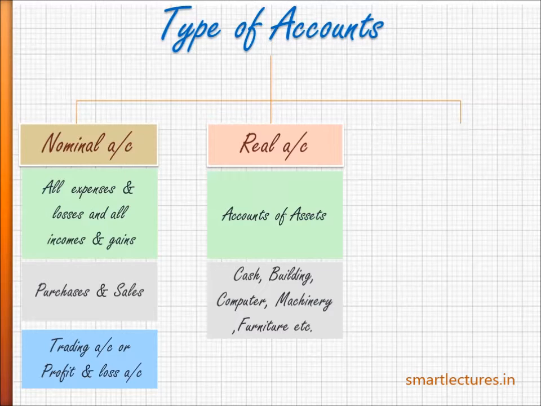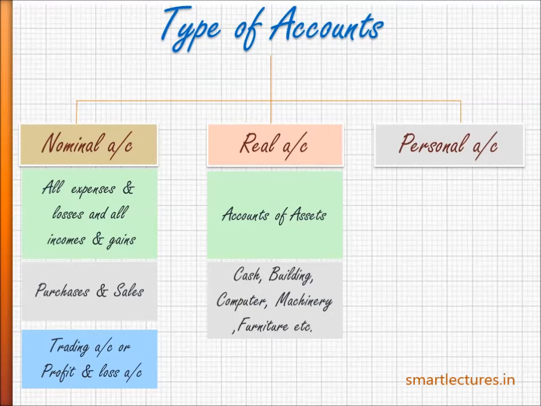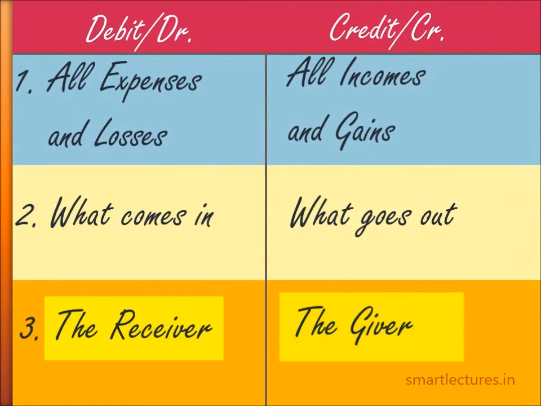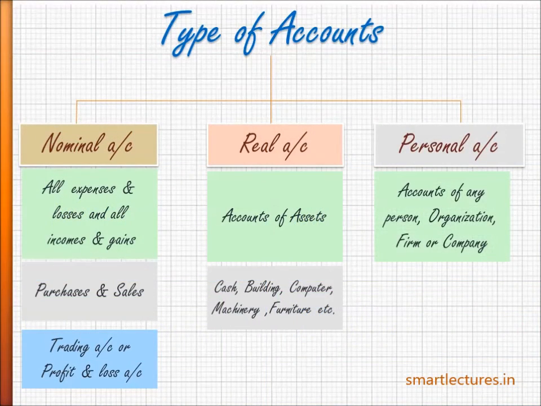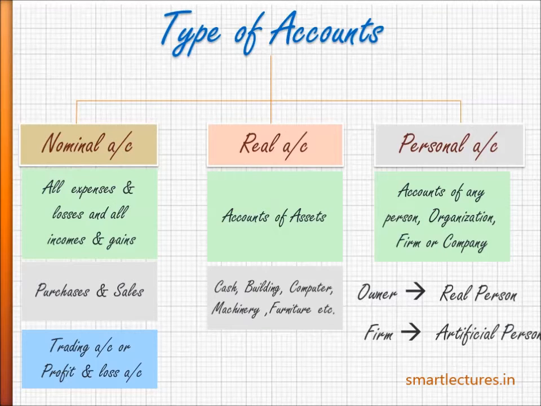Number three, personal accounts. Debit the receiver and credit the giver. This rule was related to personal accounts. Personal accounts means any account of any person, organization, firm or company. They are called personal accounts. The owner is the real person and the firm is the artificial person. So the name of the firm is also a personal account.